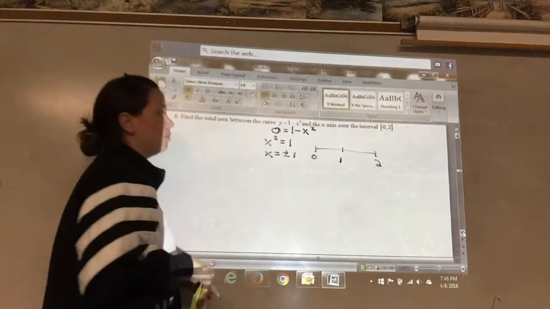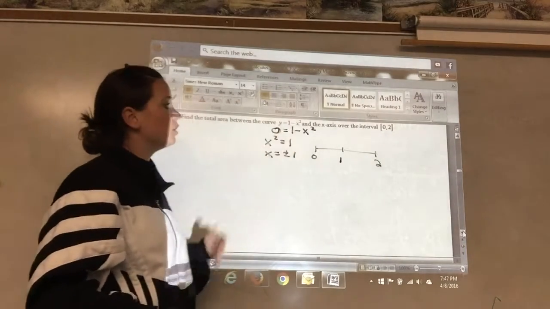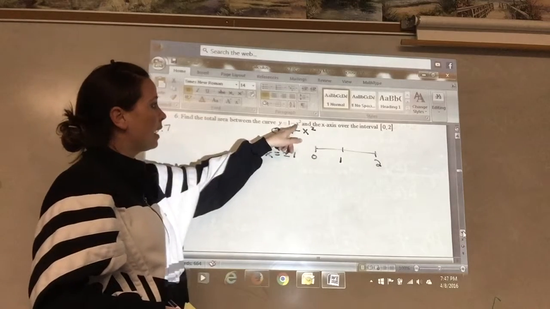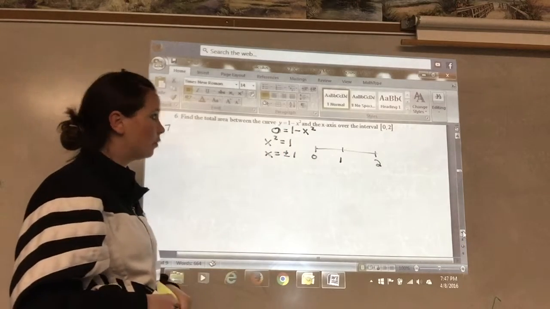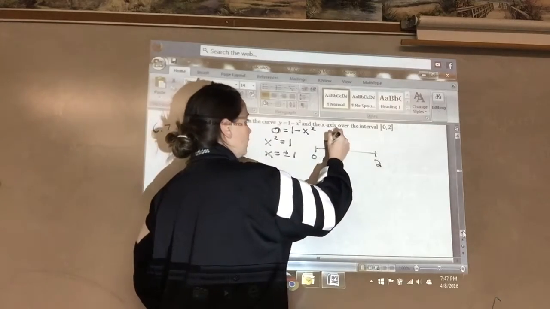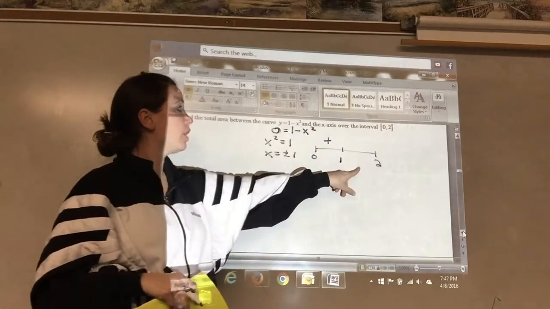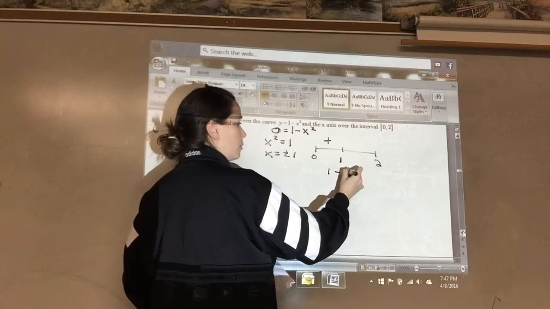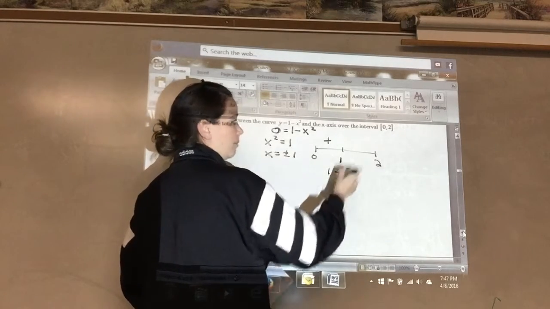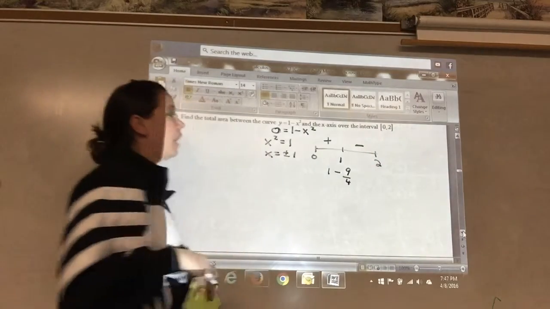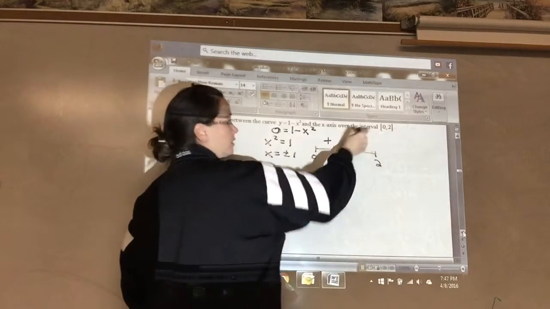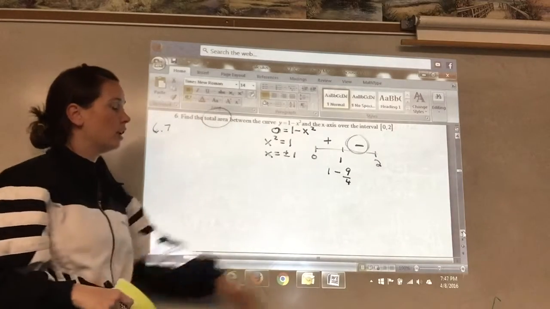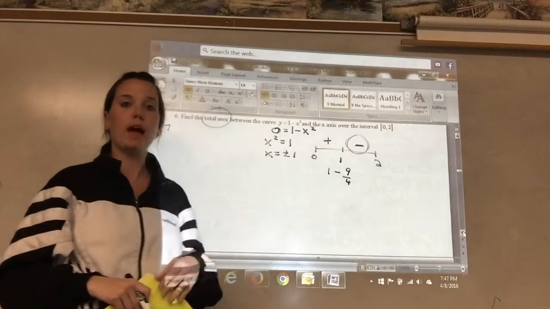I'm going to sub in a value between 0 and 1 into my function to see if it's positive or negative. So if I sub in a half, 1 minus a half squared, 1 minus a fourth is going to be positive. If I sub in 3 over 2, that would be 1 minus 3 over 2 squared, 9 over 4, and that's going to get me a negative answer. So I do have an issue to deal with. I see I have a negative, and since they're asking for the total area, I'm going to need to take the absolute value of that region.